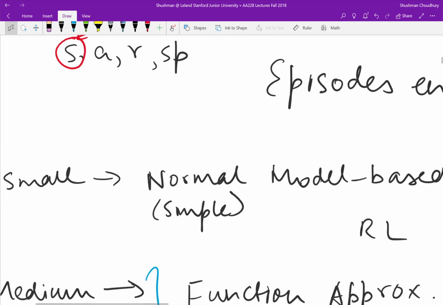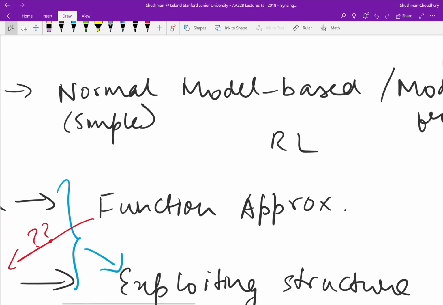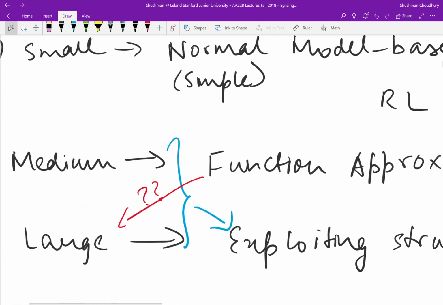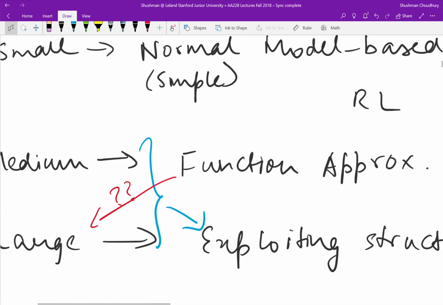Just to recap, the idea with small was to think about just normal model-based RL versus model-free, and I talked a little bit about that. And then I gave some suggestions for function approximation and structure exploitation for the medium and large, and hopefully that should help you get across the finish line.